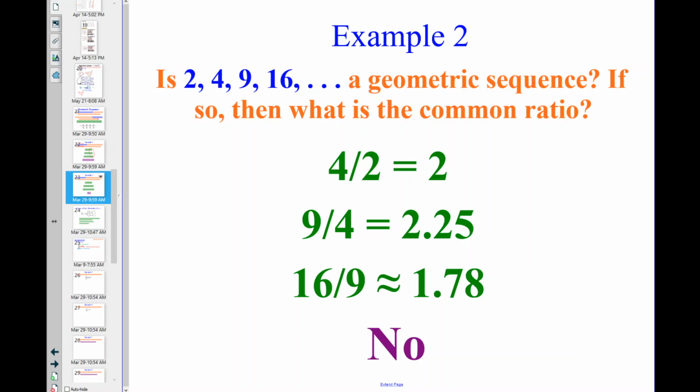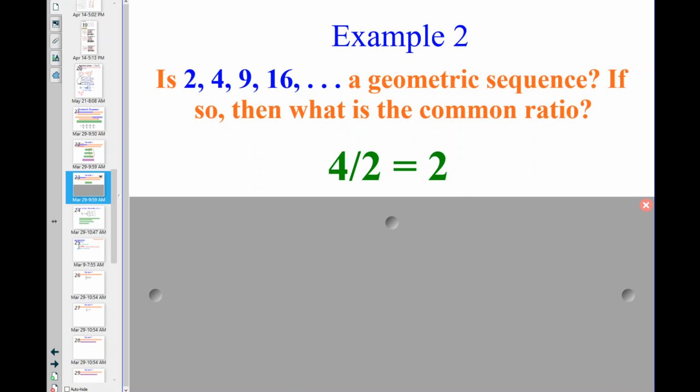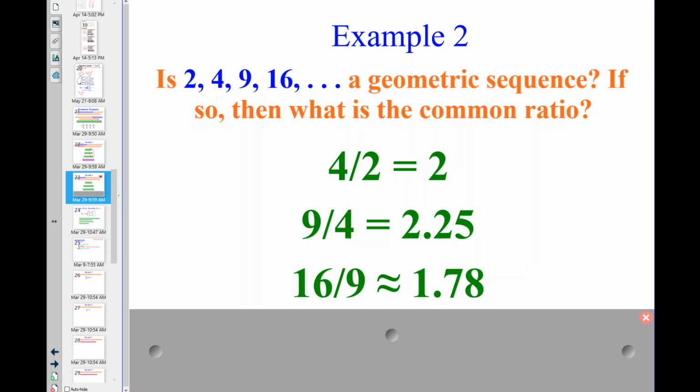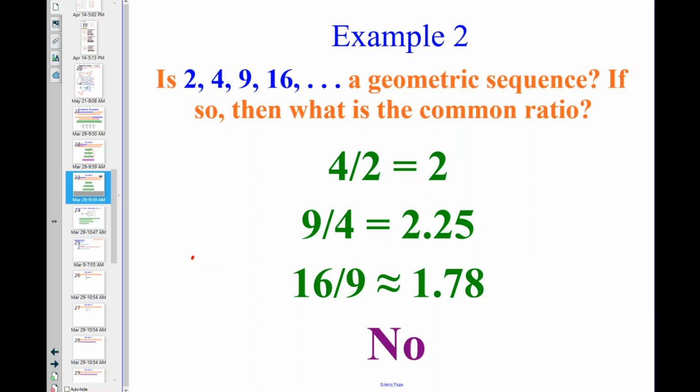Okay, is this geometric? Well, if you're not sure, divide. What's 4 divided by 2? What's 9 divided by 4? 2.25. 16 divided by 9, you have to round. Is that a common number? No. Now, that's not to say that there isn't some type of pattern there. There could be some type of relationship. It's just not geometric.